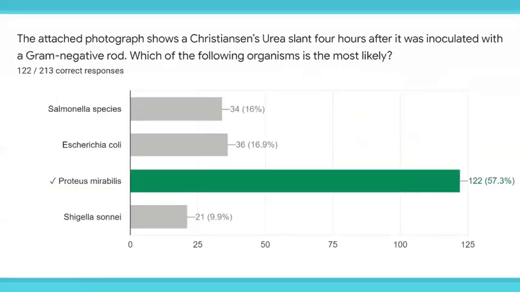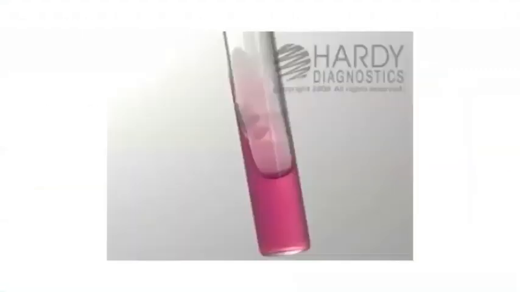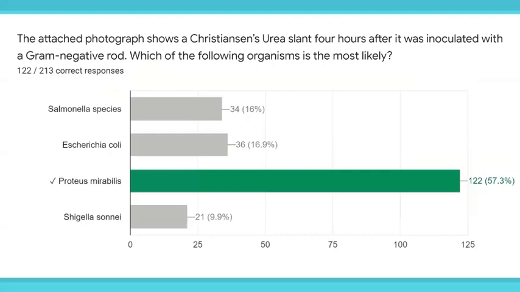Next, the attached photograph shows a Christensen's urea slant 4 hours after it was inoculated with a gram-negative rod. Which of the following organisms is most likely? So this is the picture. As you can see, it is a positive urease test. The positive urease test is pink to red. So the organism which is urease positive among the choices would be Proteus mirabilis. Other organisms that we need to take note of that are urease positive would be Morganella and Providencia. So Proteus, Morganella, and Providencia. These are urease positive.